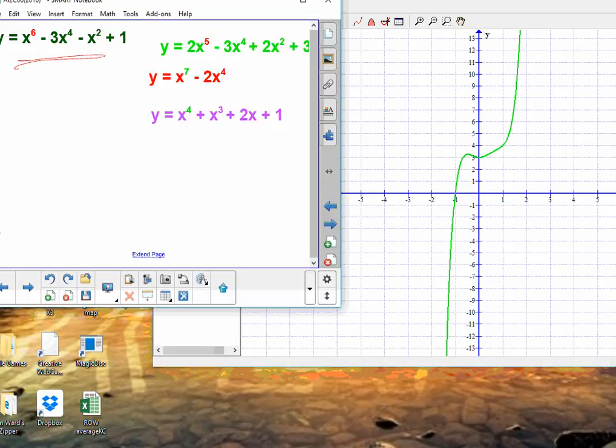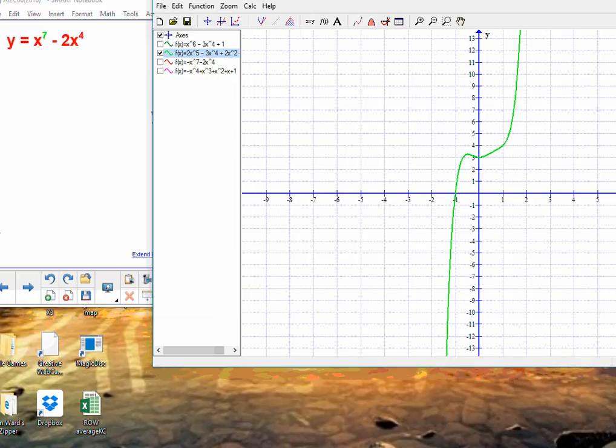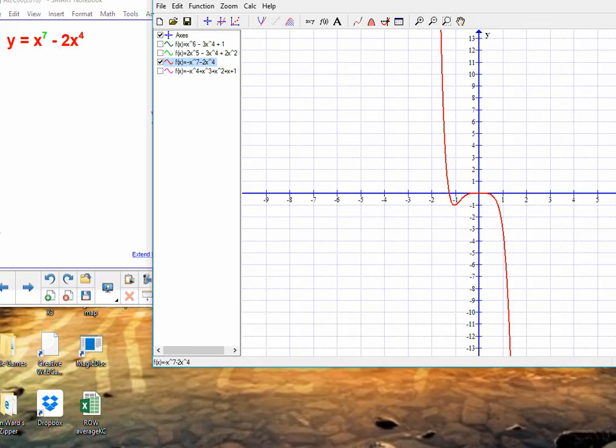Let me move some of this junk away. Okay, so what if we had y equals x to the 7th minus 2x to the 4th? And that should have been a negative. I didn't type it in right. Y equals negative x to the 7th minus 2x to the 4th. That's what is shown right here in that graph. So again, y equals negative x to the 7th minus 2x to the 4th.